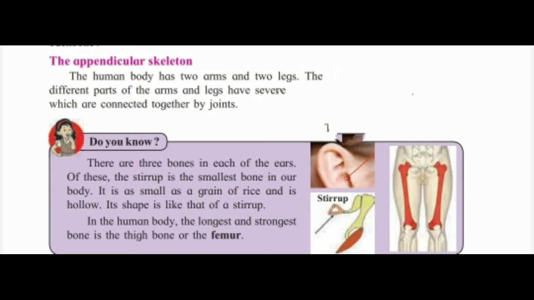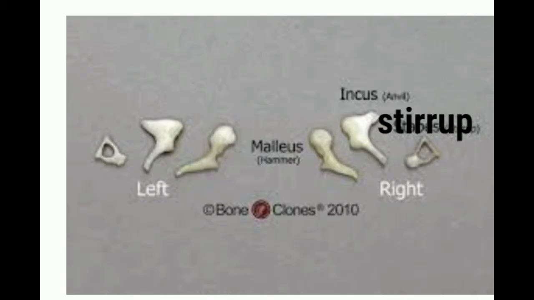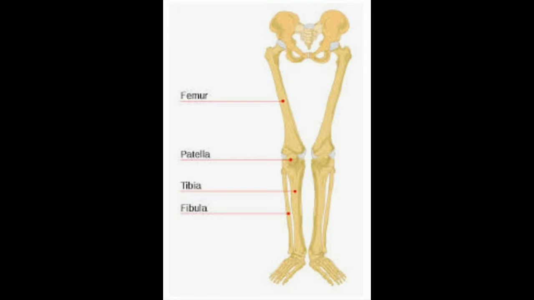So we'll observe these two bones. See, this is a stirrup. It is hollow from inside. Here you can clearly see with label and that line. And this is a femur, which is a thigh bone. It is connected to tibia and fibula of our leg. Tibia is the front side bone, while fibula is the back side.